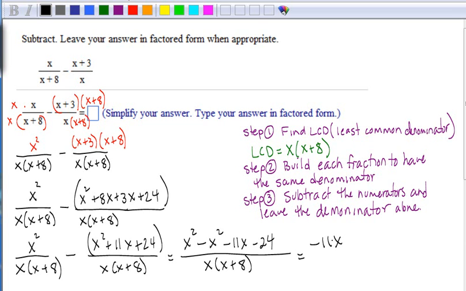That's the most common mistake people make, is they'll make that a plus 11x, and then it's a minus 24 all over that denominator. I think that's as far as we can go because there's nothing common in the numerator, and so it does not factor. It tells you to type your answer in factored form, but we cannot factor the numerator anymore. The denominator is already in factored form. So that is our answer.